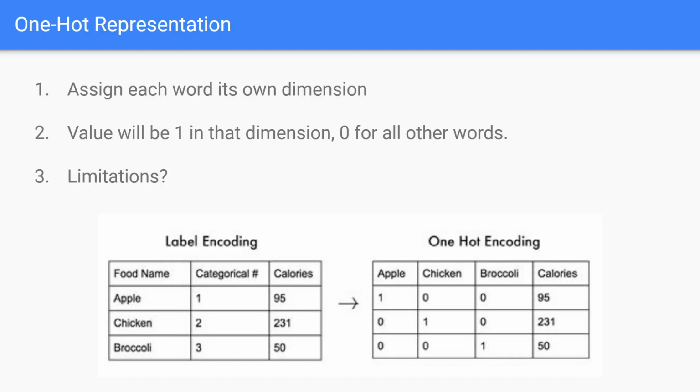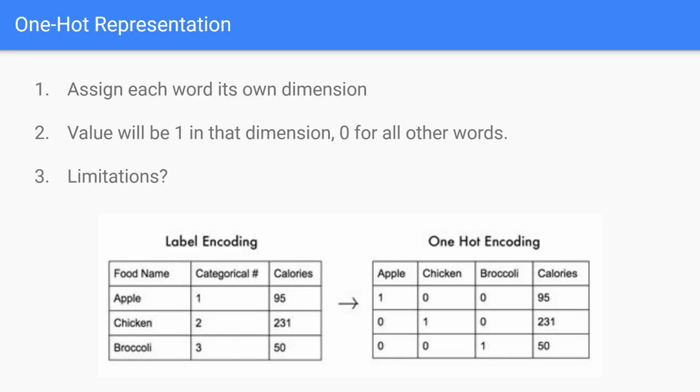For example, you can see in this example, like apple is given the first category, chicken is the second, and broccoli is the third. So when they're one hot encoded, apple's vector will read 100, that is 1 for apple and 0 for others. Chicken's encoding will read 010, that is 1 for chicken and 0 for others. And broccoli's will read 001, 1 for broccoli and 0 for others. That is, value will be 1 in that dimension and 0 for all other words. And this way we can represent each word in a vocabulary.